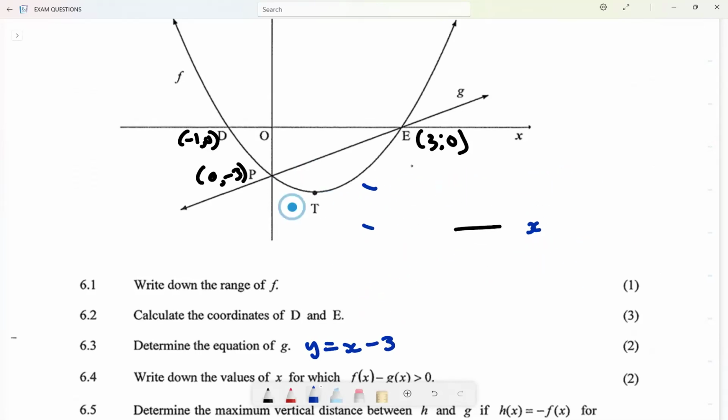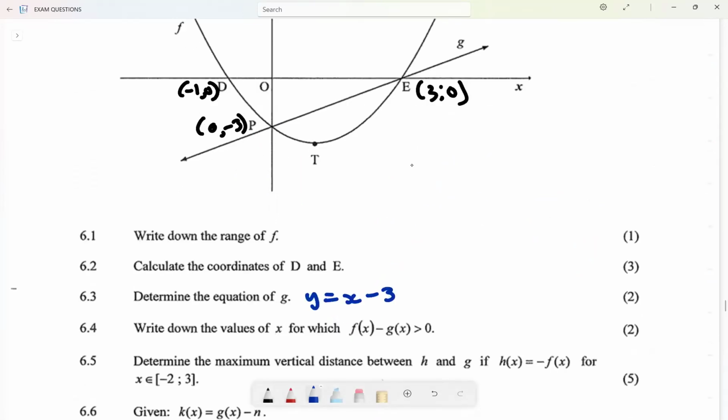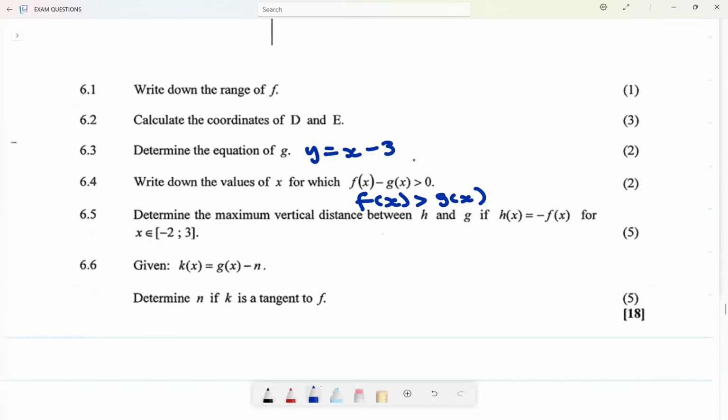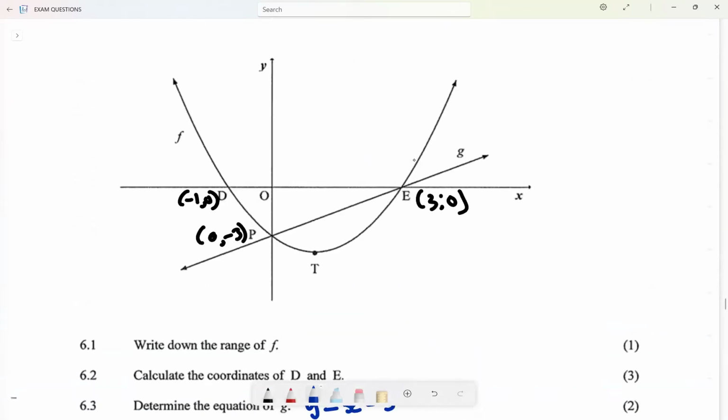And then write down the values of x for which f of x minus g of x is greater than 0. I like to say f of x greater than g of x. I just transpose. What does it mean? Where is f of x above g of x? F of x is above g of x here and here. Do you agree?